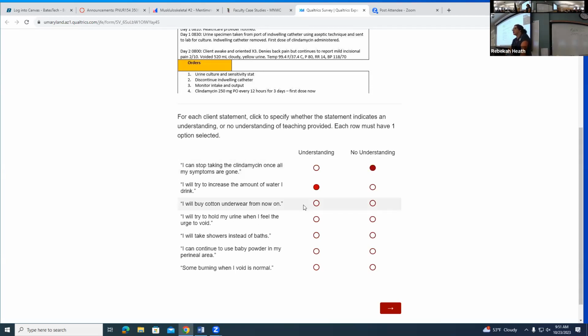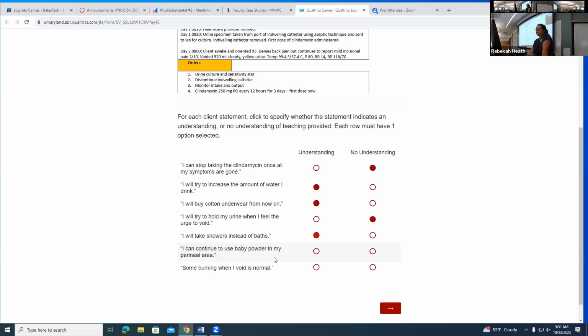Patients who have urinary tract infections, especially women, we want them to have cotton underwear because it's absorbent. It helps to keep them dry. That will help to prevent infection. I will try to hold my urine when I feel the urge to void. No, we want them to pee. I will take showers instead of baths. Yes, baths can put you at higher risk of developing urinary tract infections. I can continue to use baby powder in my perineal area. No. Wasn't that also understanding? Oh, yep, so, thank you, keep me straight.